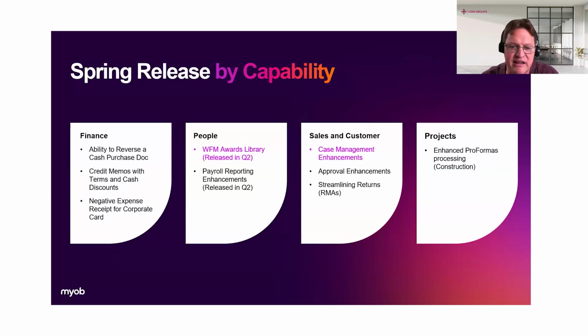Okay. So touching on things like finance, reversing cash purchase documents. You used to be able to do that in the sales process, but you couldn't do it inside the purchasing side of things. So again, it just created more workarounds and less efficiency inside your workflows. And so these are the areas that we are constantly trying to tidy up and improve.